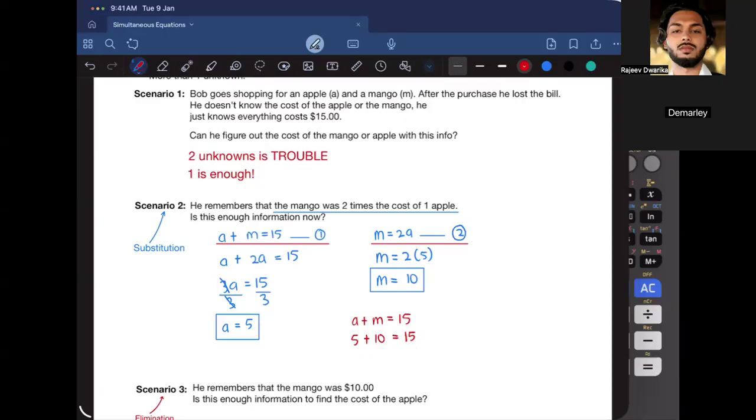So I want you to understand what I just did. If it's the correct answer, when I plug it into the equation, it's supposed to satisfy the equation. You understand what I'm saying? Yes or no?